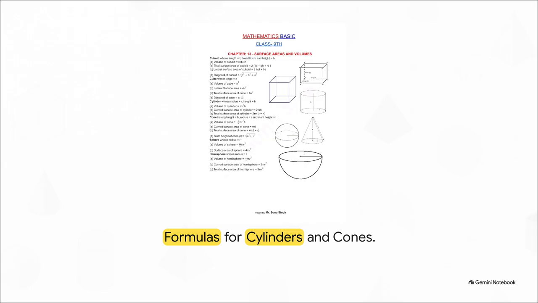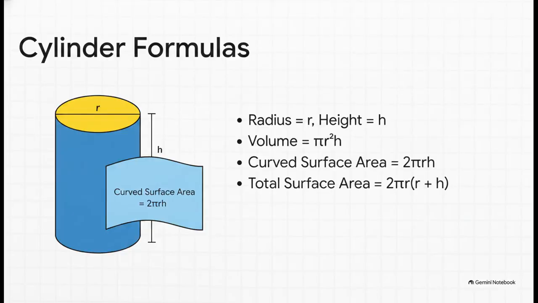Directly below that is the cone. It basically resembles a flat triangle resting on top of a circular base, sharing that exact same concept of height H and base radius R, but of course, coming to a sharp point at the top. Let's look really closely at the cylinder's formulas. Notice how they rely entirely on the circular radius R and that straight vertical height H. The volume formula is elegant, pi r squared H.